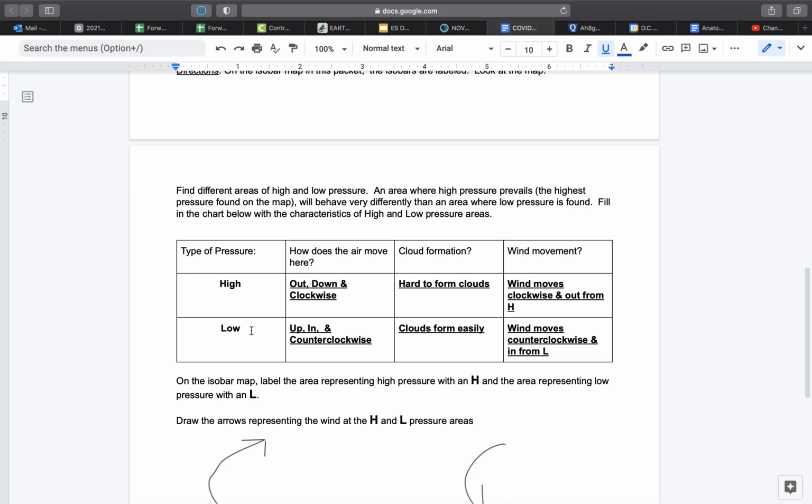You have air, but it is at a much lower pressure, so there's less air molecules in a given area. And over time, that air pressure is going to go slowly up as it's fed by the surrounding high pressure zones. And because of that Coriolis effect, it moves counterclockwise.